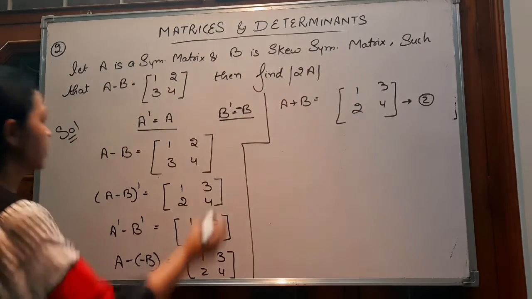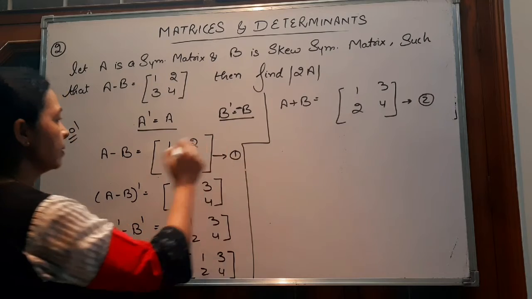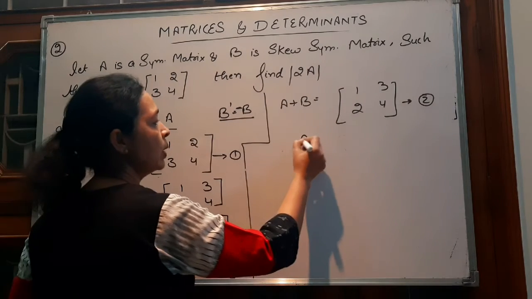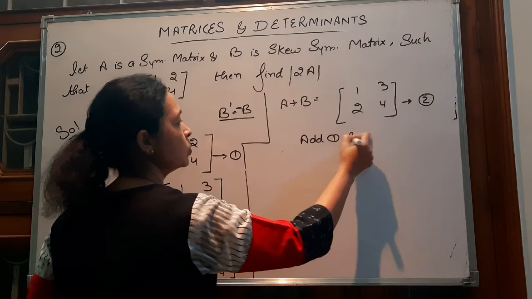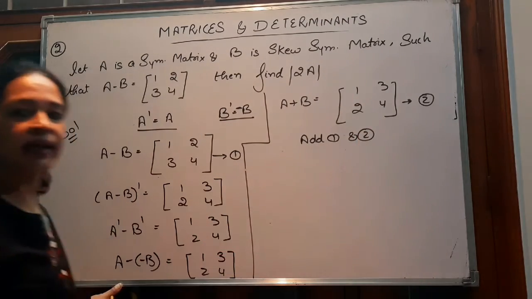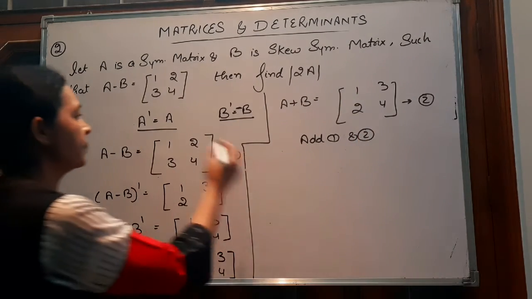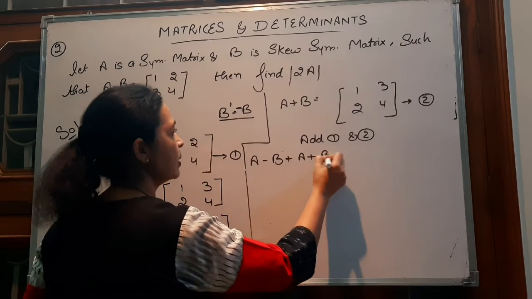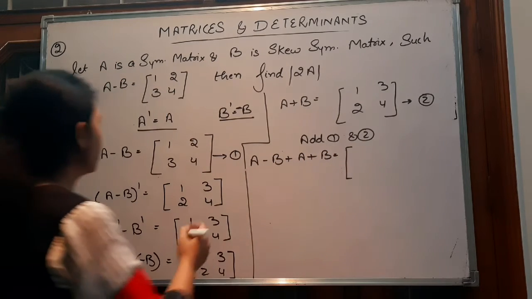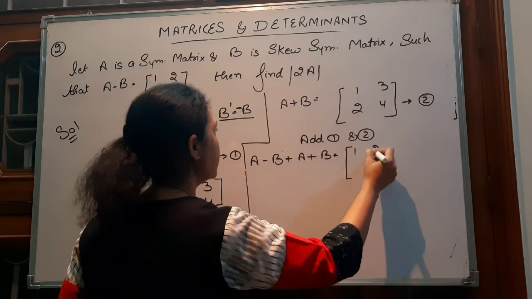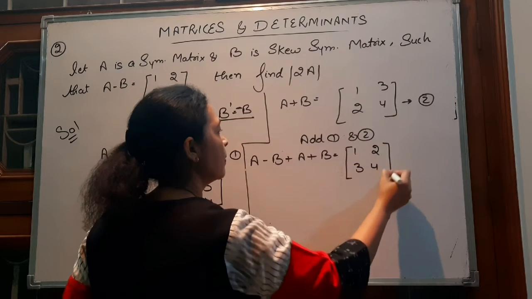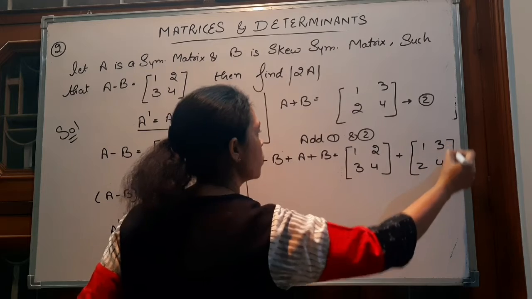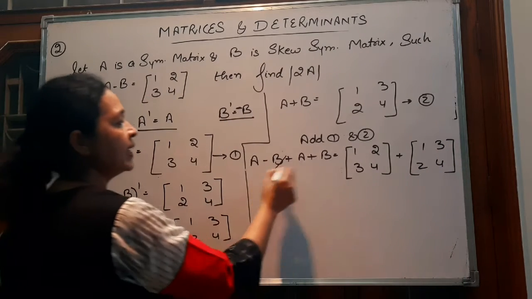Right, it is second. This one is first. Matrix A minus B. This is matrix A plus B. What we will do? Add 1 and 2, left hand side to the left hand side and right hand side to the right hand side. We have A minus B plus A plus B equals A minus B, which is matrix 1, 2, 3, 4, plus 1, 3, 2 and 4. B and B get cancelled.